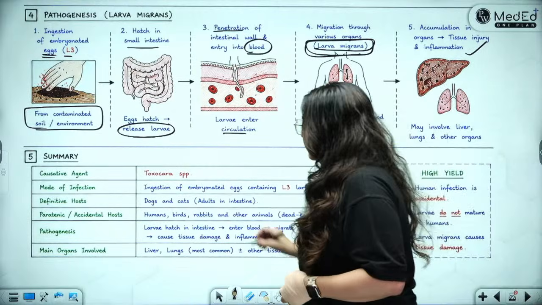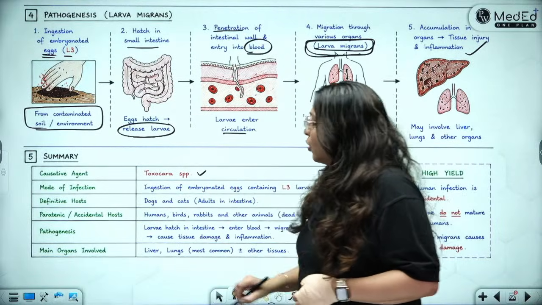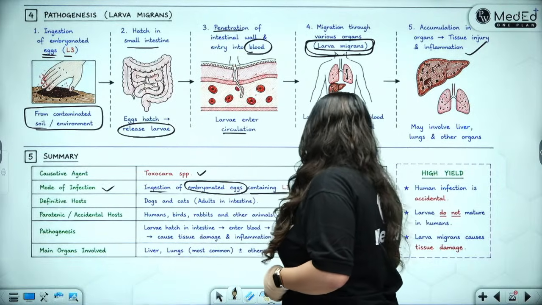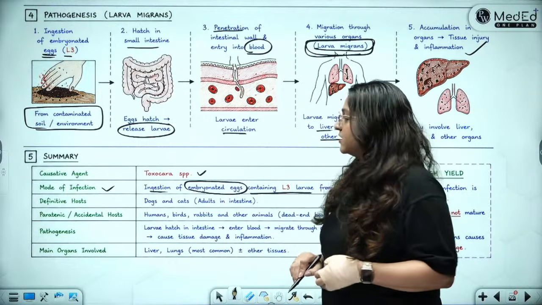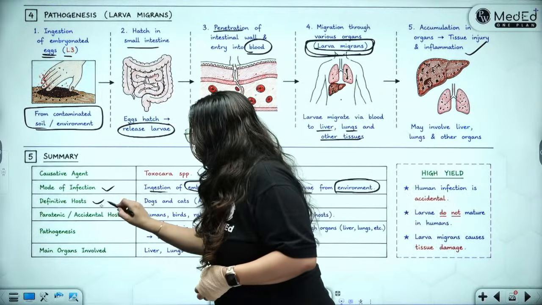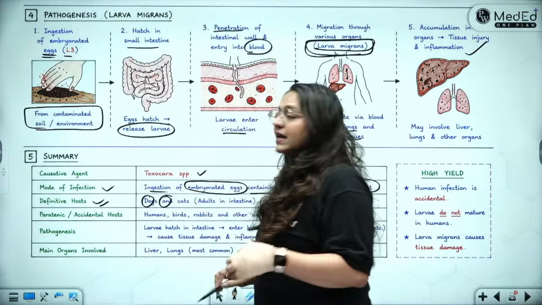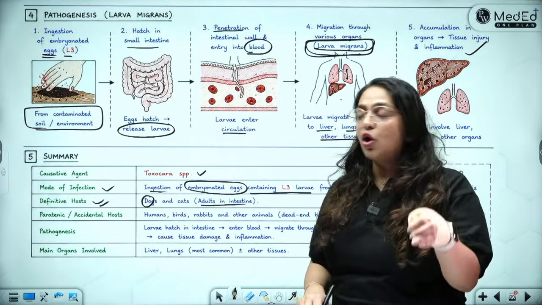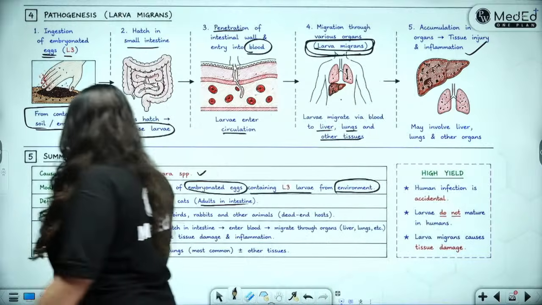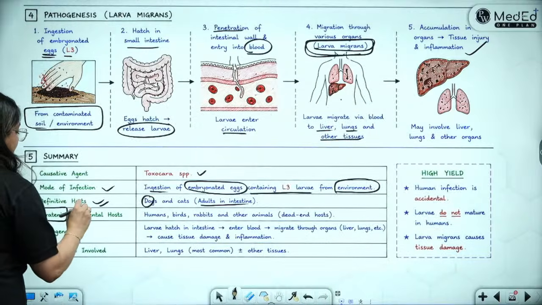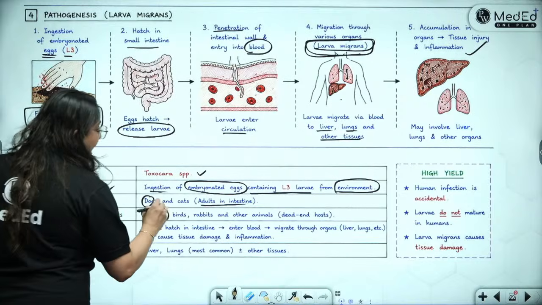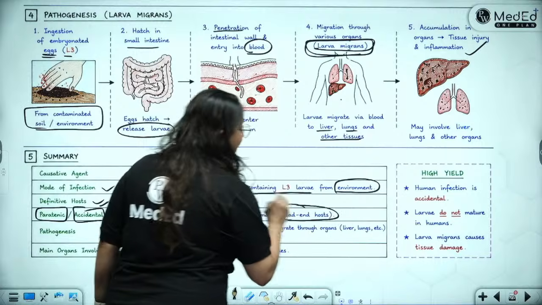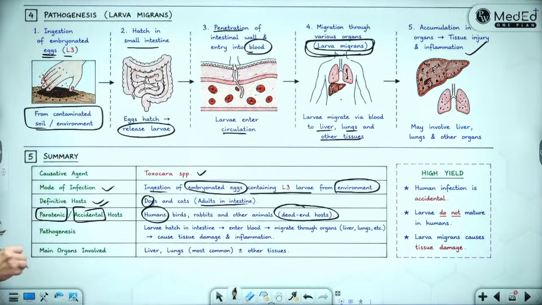So what's the causative agent? Toxocara species. What is the mode of infection? Ingestion of embryonated eggs containing L3 larva from the environment such as the soil. The definitive host is dogs and cats, and in them, the adult of the parasite lives in the intestine of dogs and cats. A paratenic host or an accidental host in this case is the human, and the human is also the dead end host here.